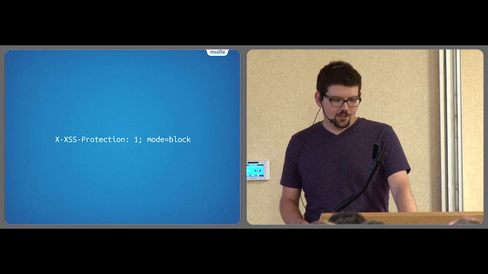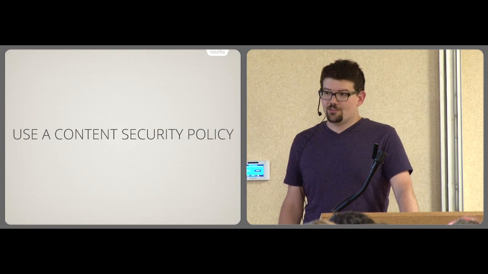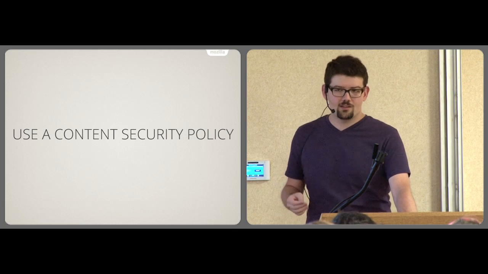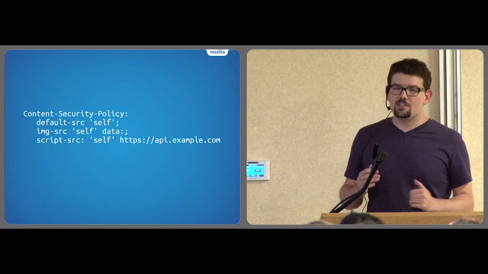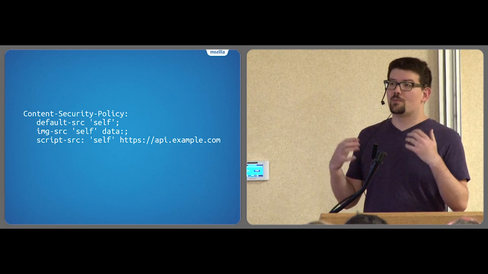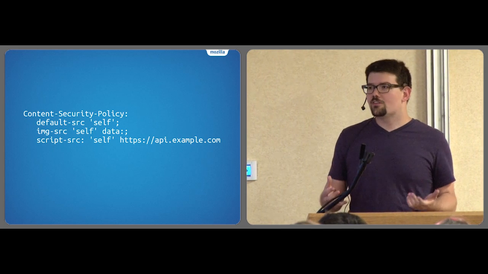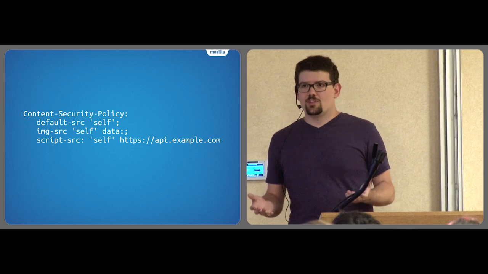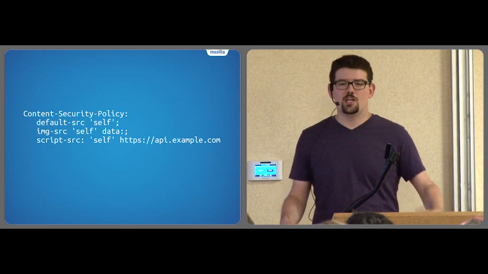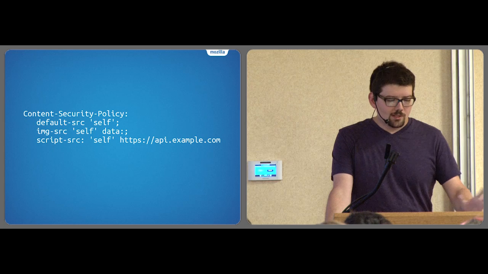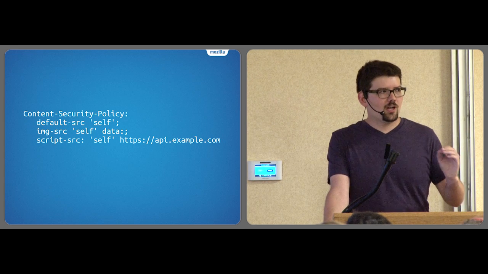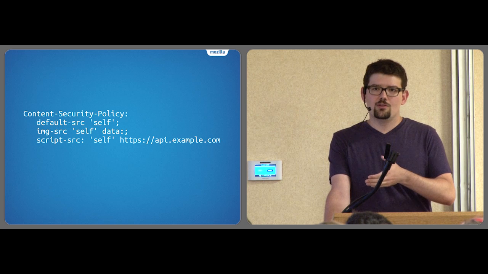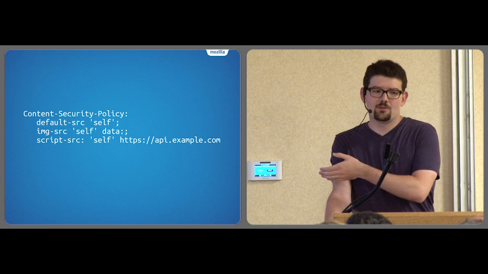So there's another layer of security you can add: content security policies. This is, again, just another HTTP header that you can send where you can say explicitly, by default, I only want to allow content from myself. For images, I want to allow images from myself or from the data URIs. Scripts, I want to allow from myself or from api.example.com. What content security policy lets you do is it lets you define a whitelist of where things can come from that your browser will actually accept.